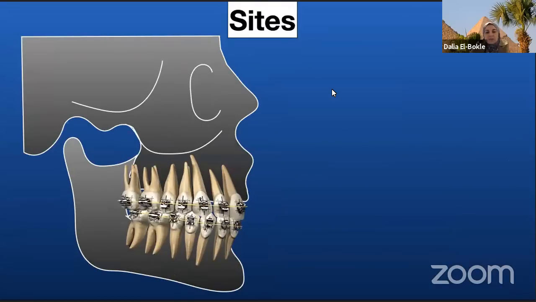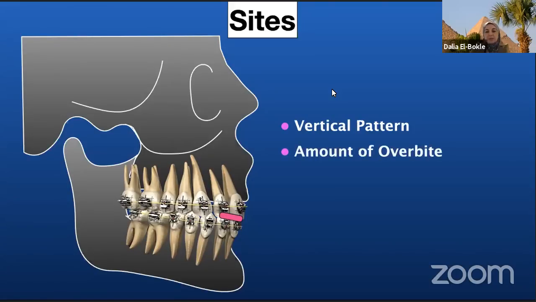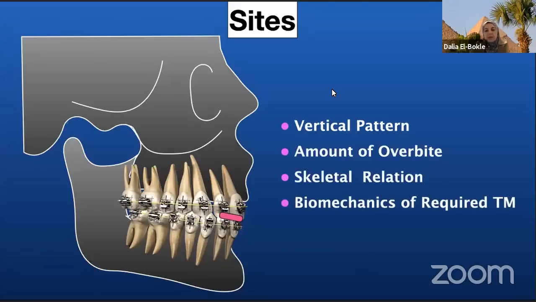So according to the site, you can place it posteriorly, in the middle, at the premolars, or anteriorly. And you have to consider the vertical pattern before you decide the site. You also have to consider the amount of overbite, as well as the skeletal relationship. And like I said, the biomechanics of the required treatment.